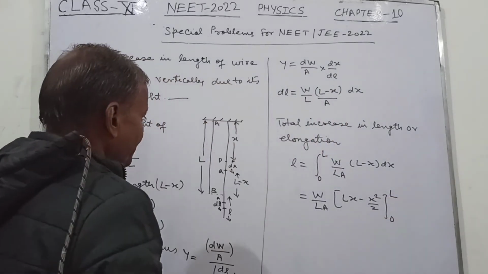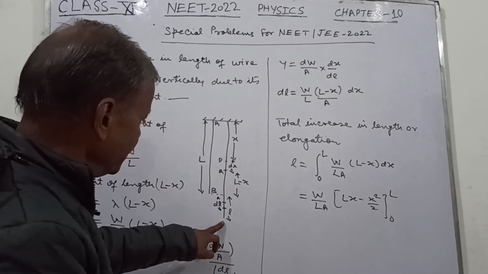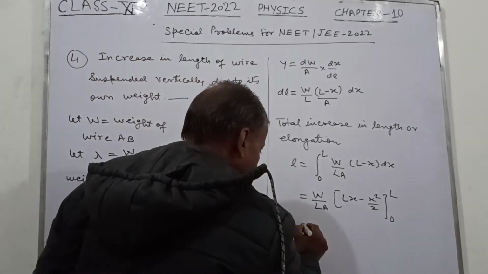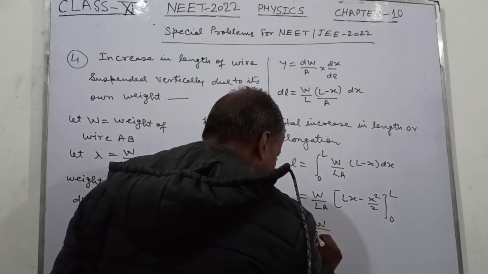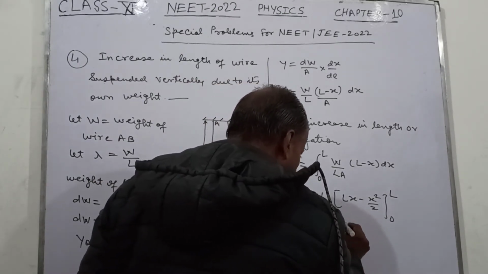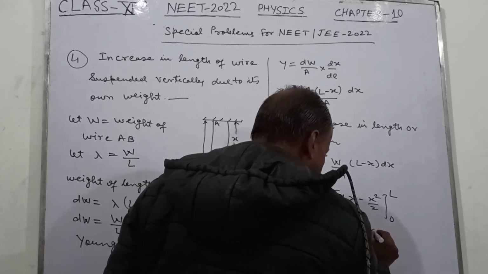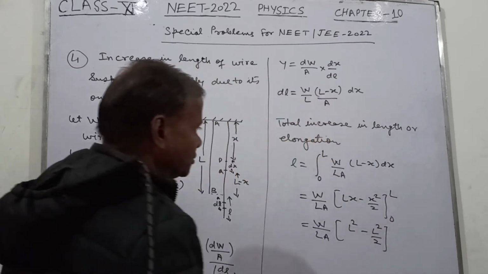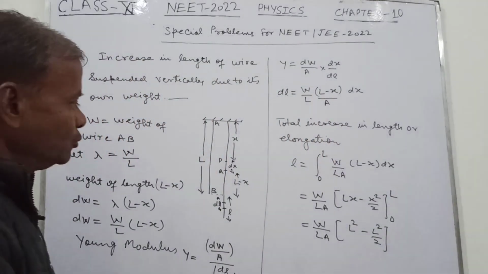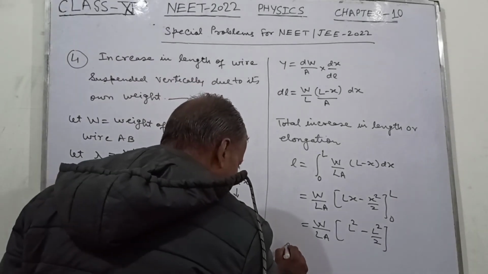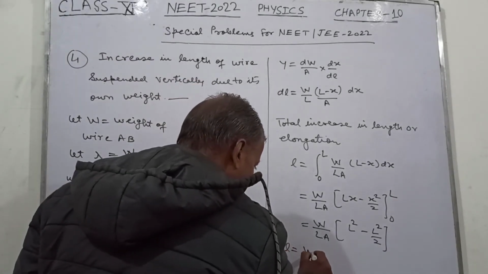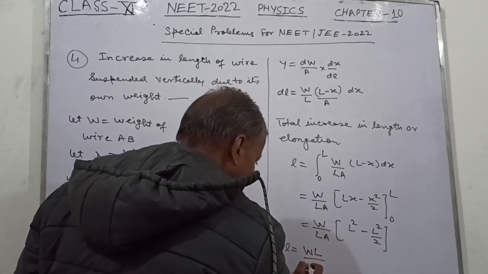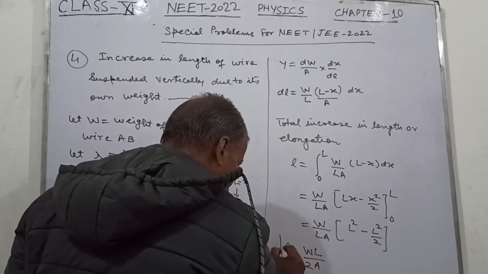टोटल लेंथ निकालनी है. यहाँ पर x का मान 0 है, यहाँ पर x का मान कैपिटल L के बराबर है, तो 0 to L. ये कितना हो जाएगा टोटल? This will be W upon L A, and if we put the limit, then this will be your L square minus L square upon 2. So you can see that this l equal to W L upon 2A, as one L will cancel.